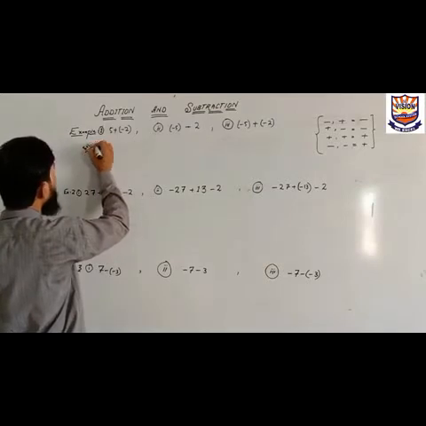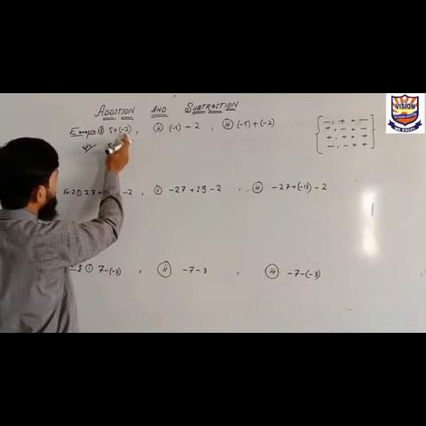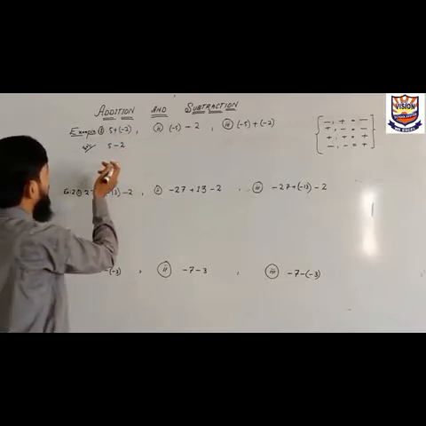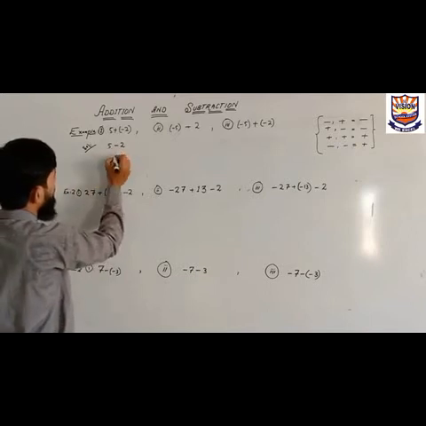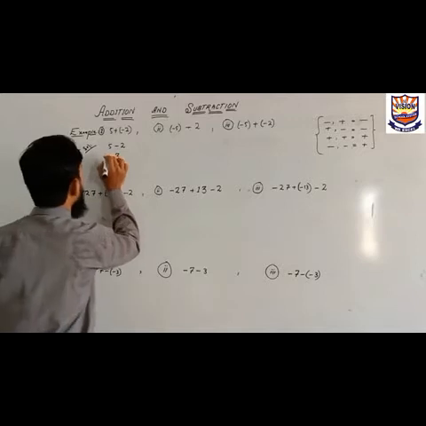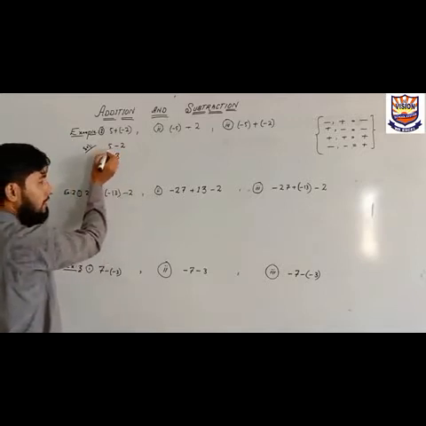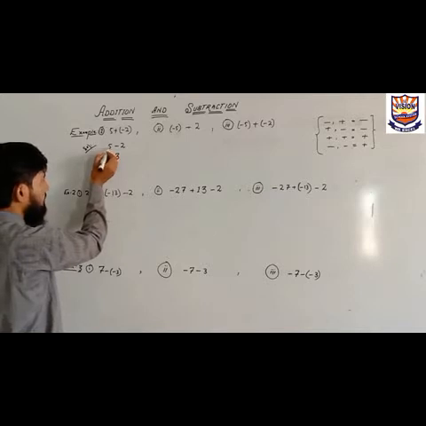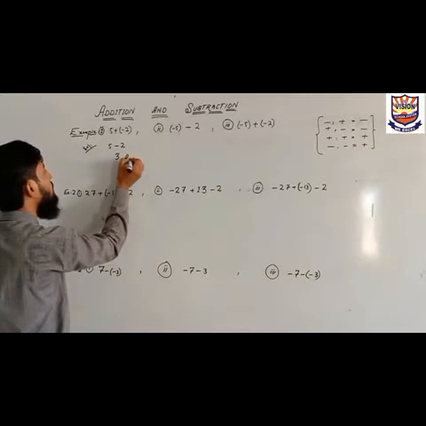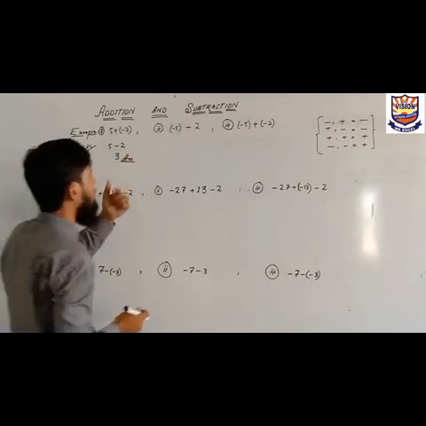Solution: write 5 as it is, plus minus is minus, and then 2. 5 minus 2 is 3. As the number with the positive sign is greater, 5 is the greater number and its sign is positive, so our answer will be positive.